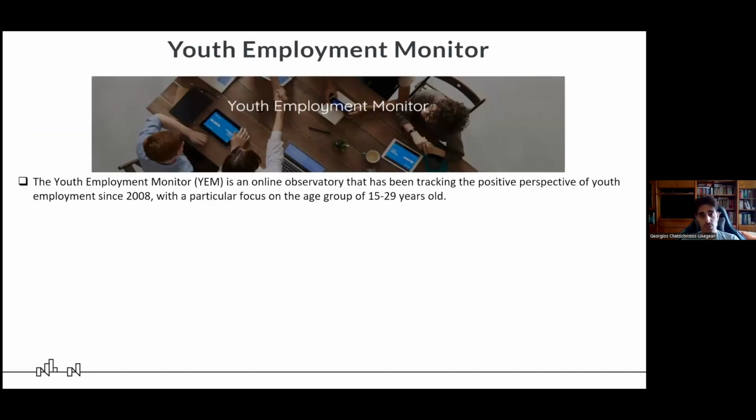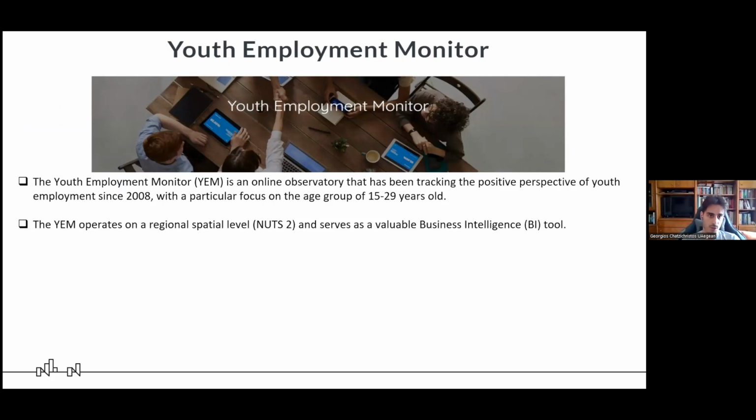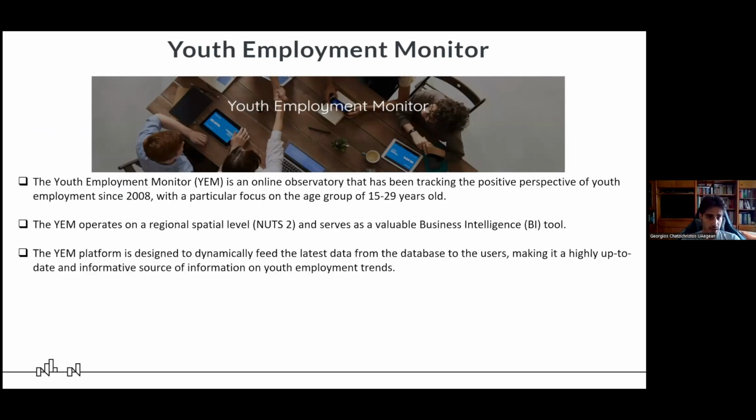So what we consider to be one of our most important interventions is what we call the Youth Employment Monitor. So this is a tool, an online observatory for tracking the different youth employment trends since 2008. And this is a dynamic tool. It operates on a regional spatial level, and it tries to feed practitioners, researchers, policymakers with recent regional data.